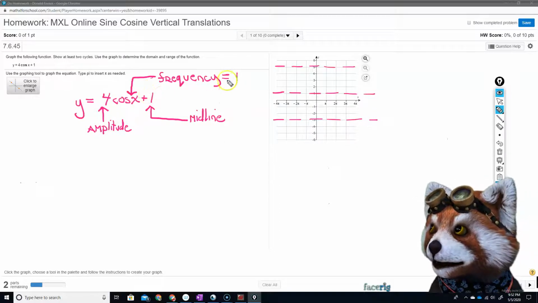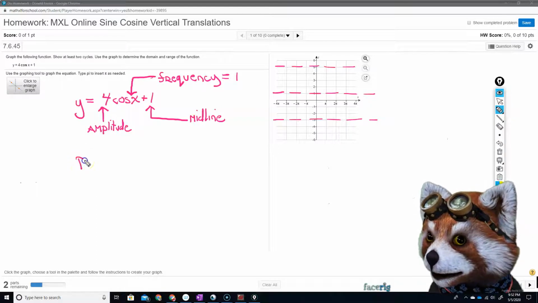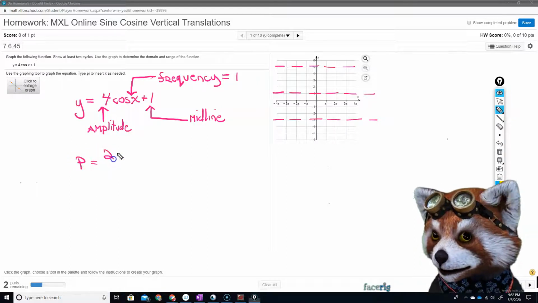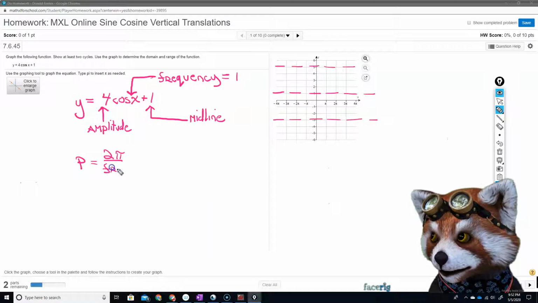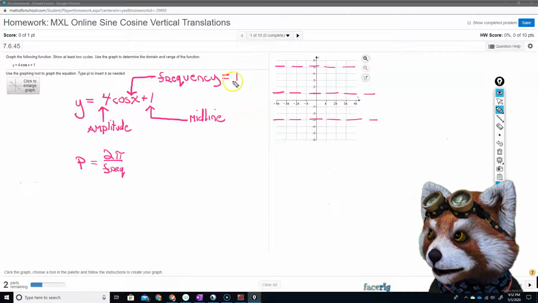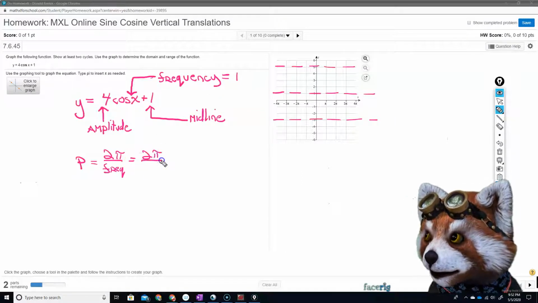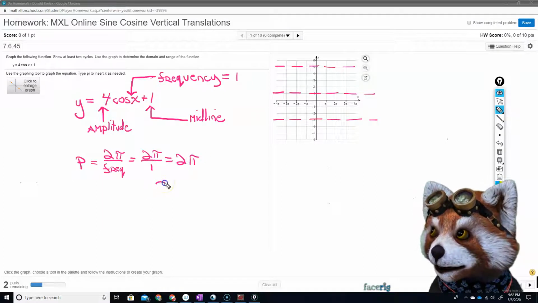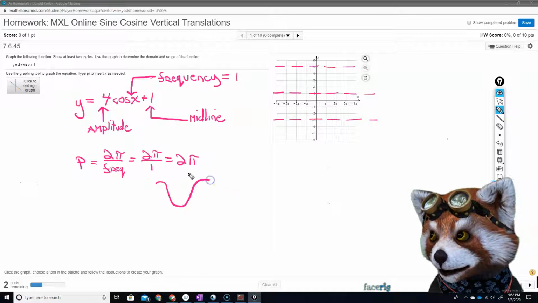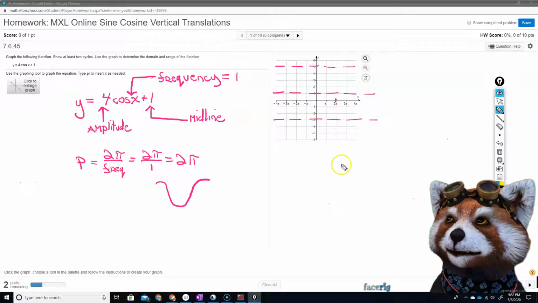And then its period, remember to get the period equals 2 pi divided by whatever the frequency. So the frequency here is 1. So it's just 2 pi divided by 1, which is just 2 pi. So we're going to see one cosine between 0 and 2 pi right here.